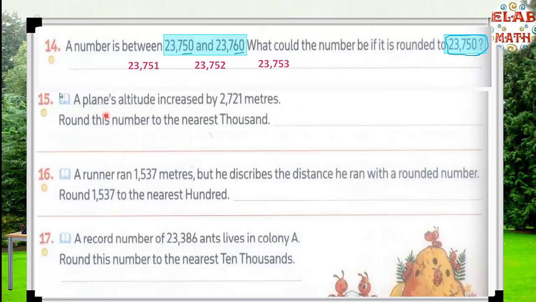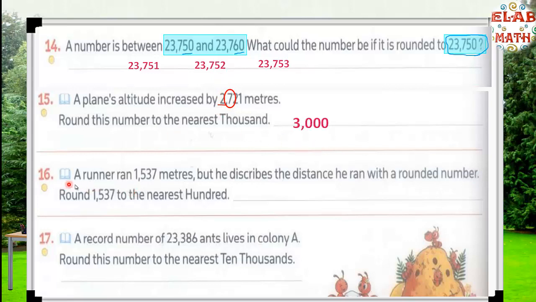Number 15, a plane's altitude increased by 2,721 meters. He tells you here round this number to the nearest thousand. Nearest thousand, you should stand here, put a line under the digit in the thousands place and see the next number. Next number here we have 7. 7 is more than 5, that means you should add 1 to this digit to be 3,000.